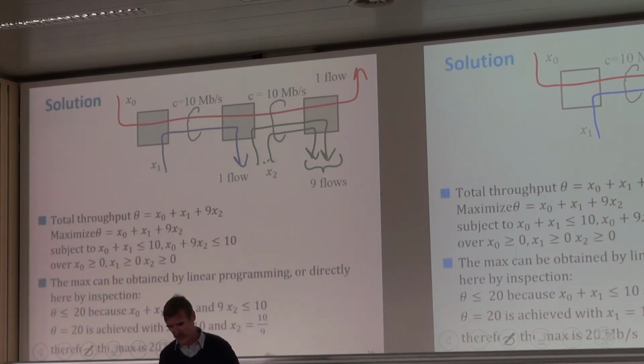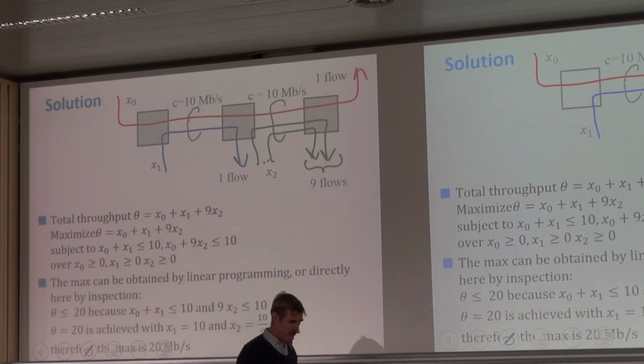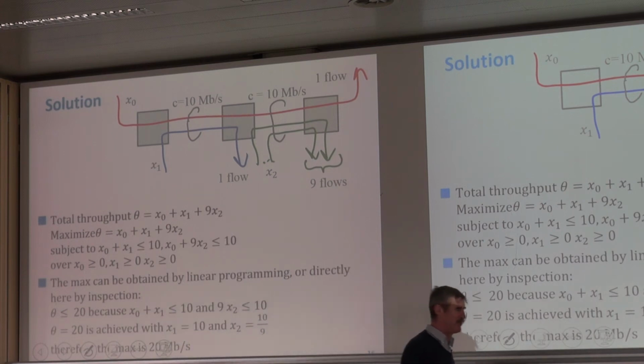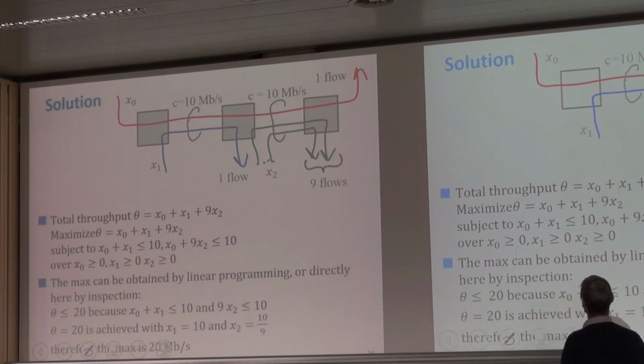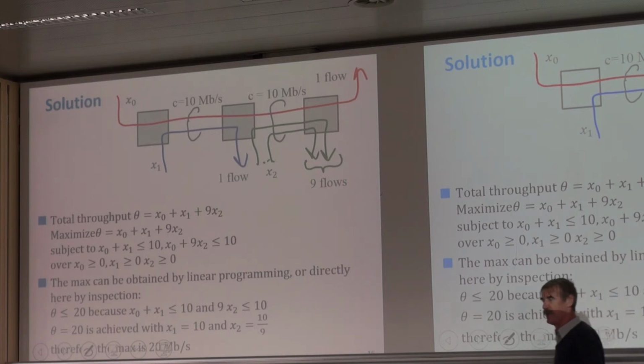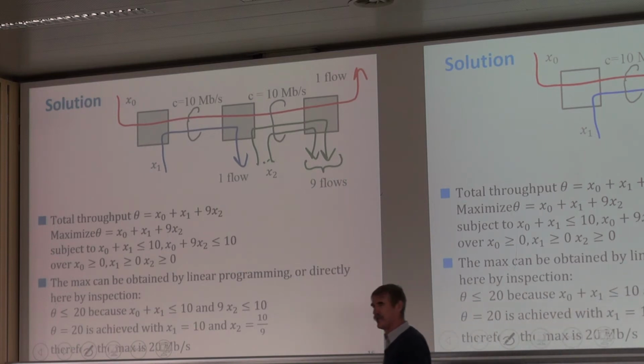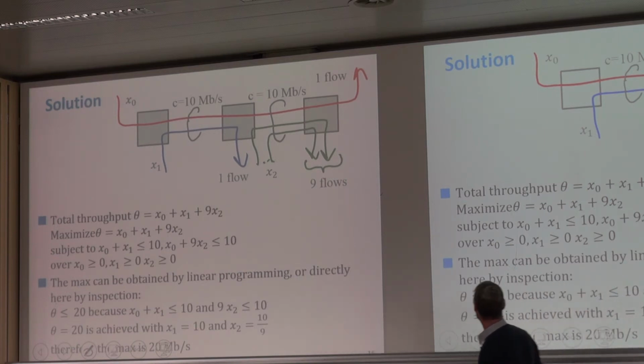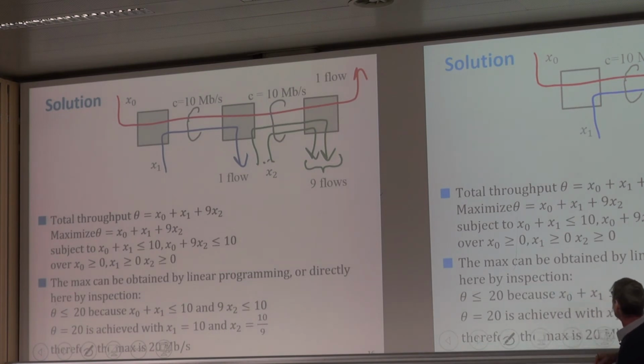Well, I admit it's a bit hard to do because it's a linear programming problem and computers are better than us. So the total throughput is the rate x0 plus x1 plus the sum of the rate of the 9 flows, which, because they're all the same, probably must be the same at the optimal. So plus 9x2. I assume they're all the same. So I want to maximize this, now subject to the capacities of the links.